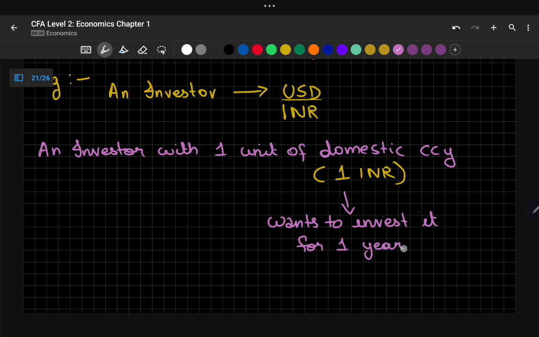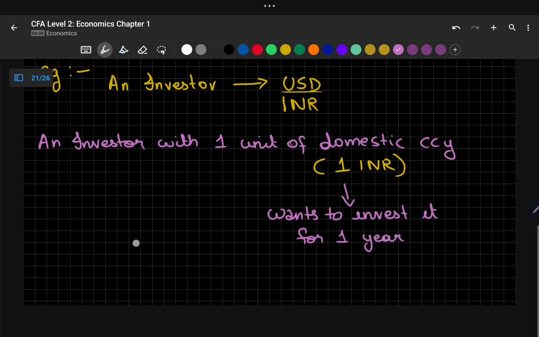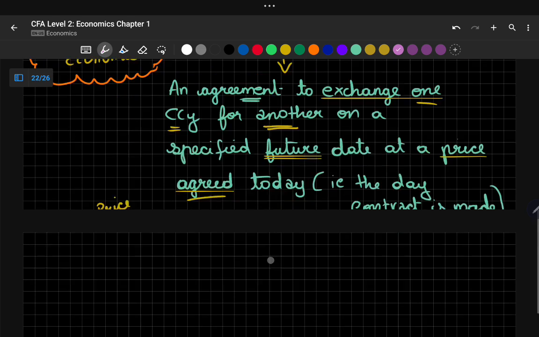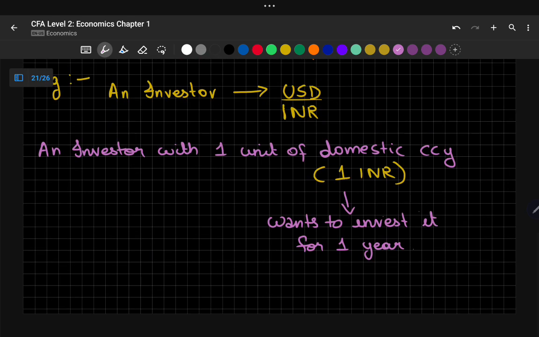The reason I'm taking 1 rupee is because it's easier to derive the equation when we are considering 1 rupee. I know it's really a small amount, but just to derive the equation, it's easier to think of 1 unit of the domestic currency. So an investor with 1 unit of domestic currency, in this case 1 INR, wants to invest it for 1 year.